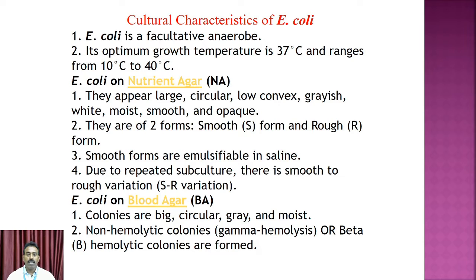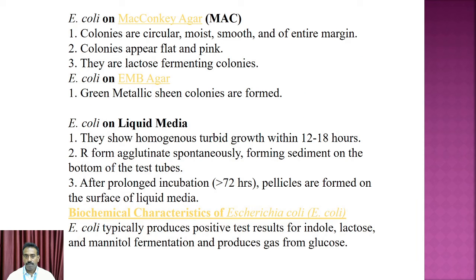The smooth forms are easily emulsified in saline. Due to repeated subculture, there are S to R variations from smooth to rough. So E. coli on blood agar medium, the colonies are big, circular, grey and moist. They are non-hemolytic colonies, so gamma hemolysis; sometimes beta hemolytic colonies are formed.